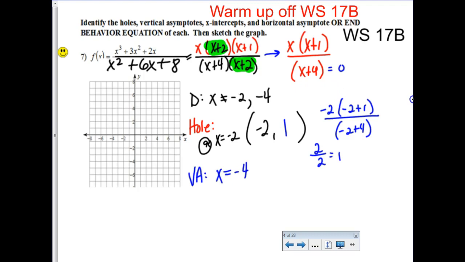And then it asks you about x-intercepts or zeros. So the zeros would be, again, whatever's left in your numerator set equal to 0. So x equals 0 and x equals -1. However, we always encourage you guys to write ordered pairs as ordered pairs. So 0, 0, and -1, 0.